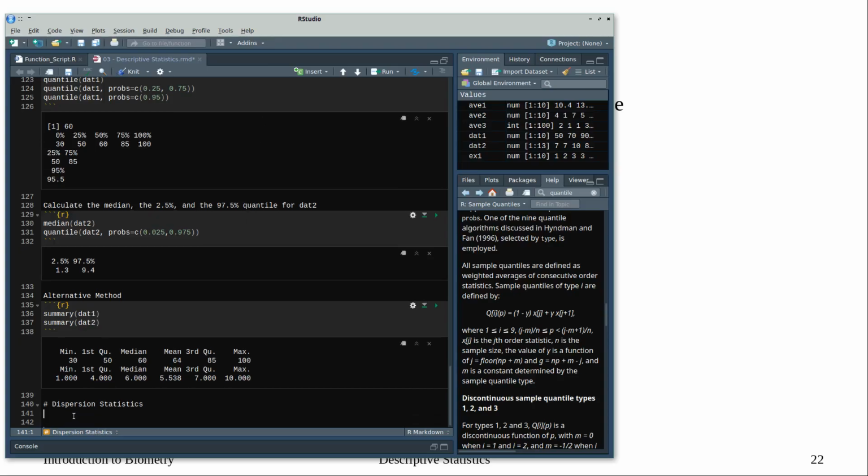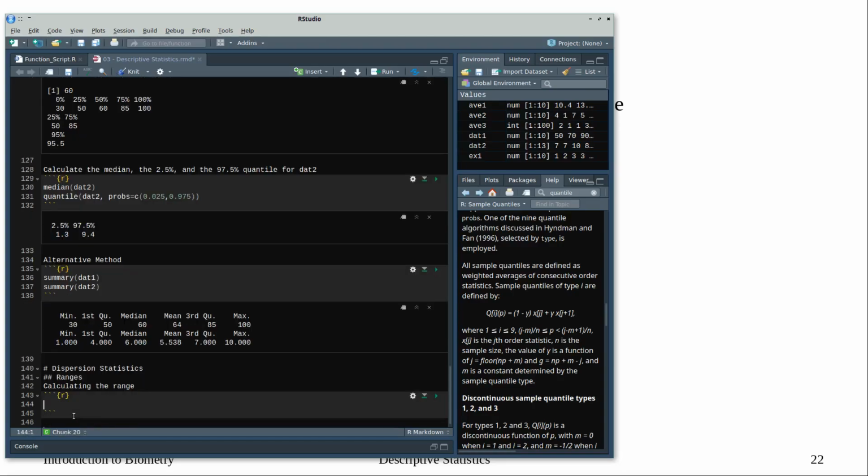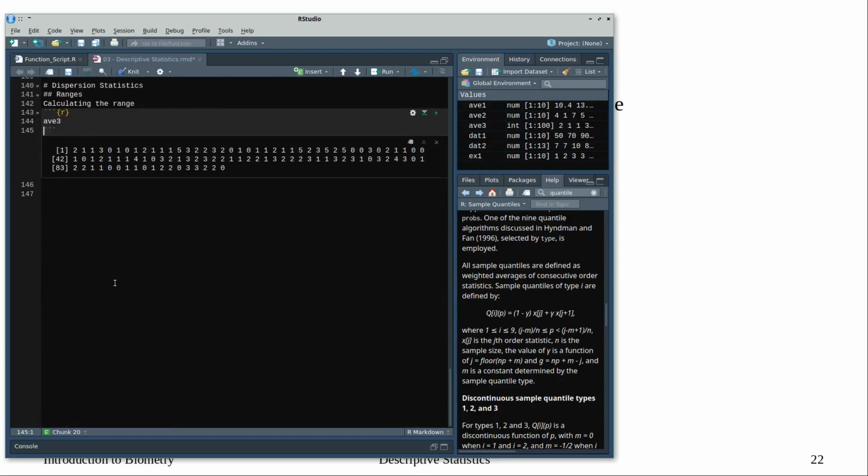Alright, so here's our script. We're going to work with dispersion statistics. Alright, and we're going to calculate the range. I'll actually include one extra header for this. Alright, so what I will use is AVE3. It's already been loaded. So here's our data point.